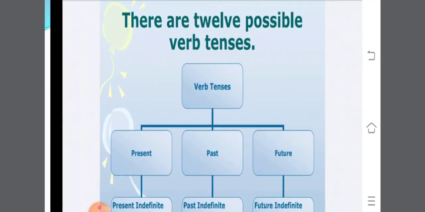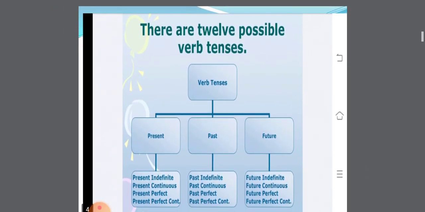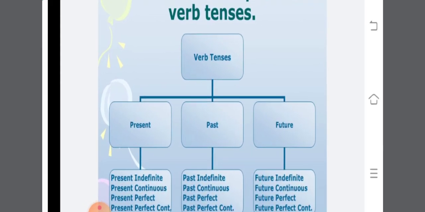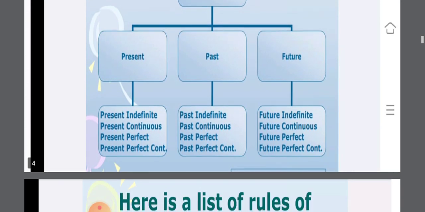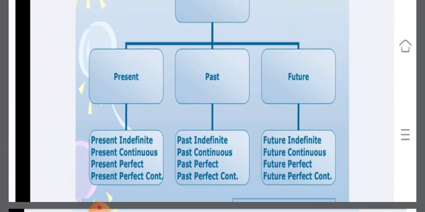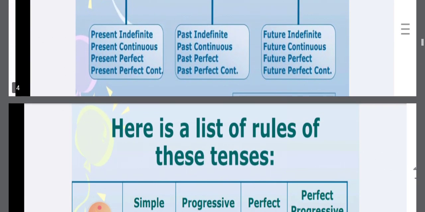Now there are 12 possible verb tenses. These also we have discussed. This is a recapitulation of the lesson that we have already done. What are those 12 divisions? You can see present, past and future. Under present we have present indefinite, present continuous, present perfect, present perfect continuous. In the same way, under past also we have past indefinite, past continuous, past perfect, past perfect continuous, and in the same way in case of future also we get the same 4 parallel tenses.